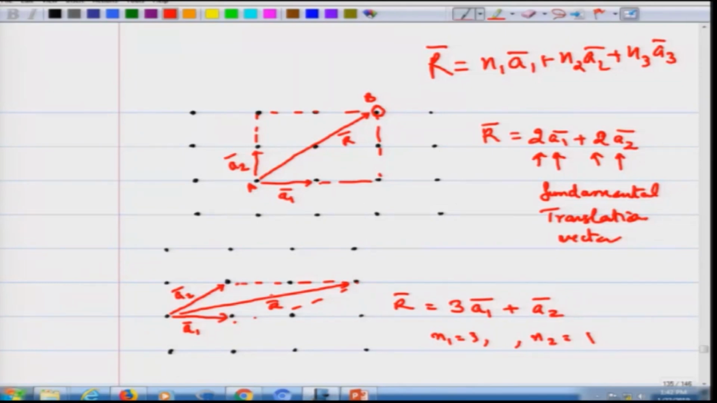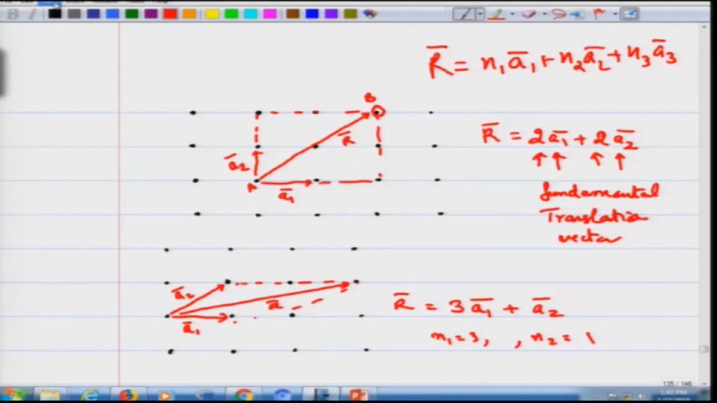So, it is important to have these fundamental vectors, the fundamental translation vectors a1 and a2, but by no means, given a lattice, are they unique. You can have different combinations of a1 and a2, different choices of a1 and a2 to be more precise, for a given Bravais lattice. This is a clear example of it. They do not have to be exactly perpendicular to each other as such.